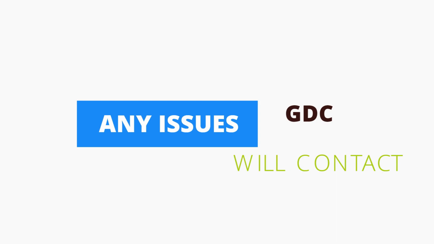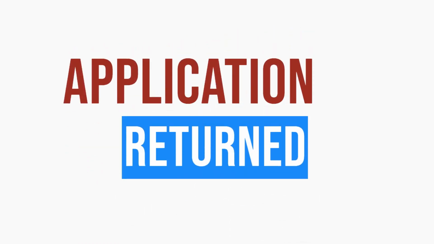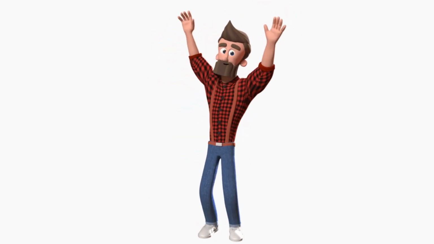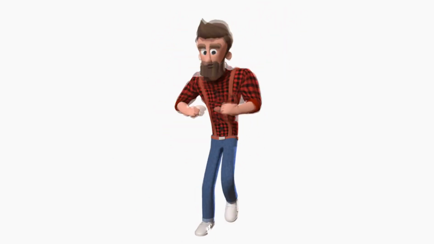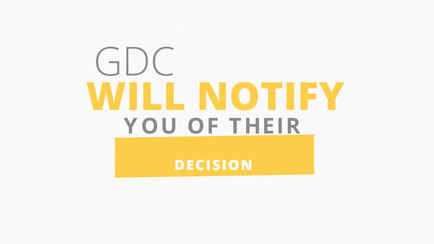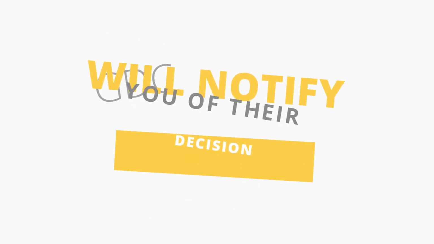This could include returning your application if it's considered incomplete. If everything goes well, the GDC will forward your application to the next available evaluation panel if it meets the requirements. The GDC will then notify you of their decision on your application after the assessment panel has completed its work in writing, so you'll get a letter by post.